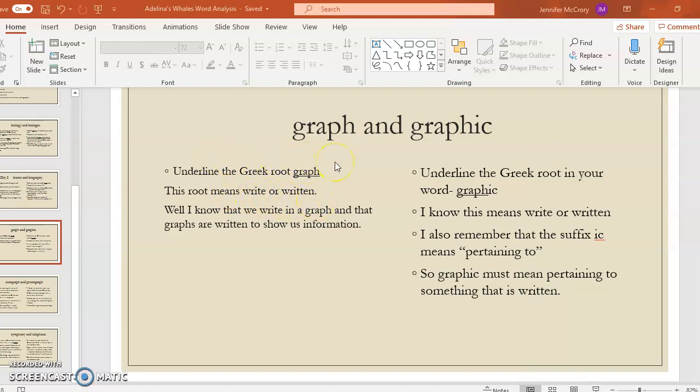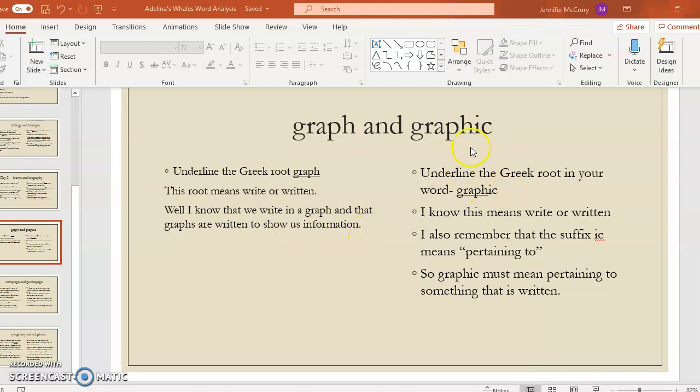So the first thing that we always do when we are breaking apart and decoding our words is we have to underline our root that we can identify. So here, our spelling word is graph. That's easy. We just know that this is a root word that, guess what? It can stand alone. And so we know that it means write or written. So I know that we write in a graph, or we know that graphs are written to show us information. So we can use this word as itself.